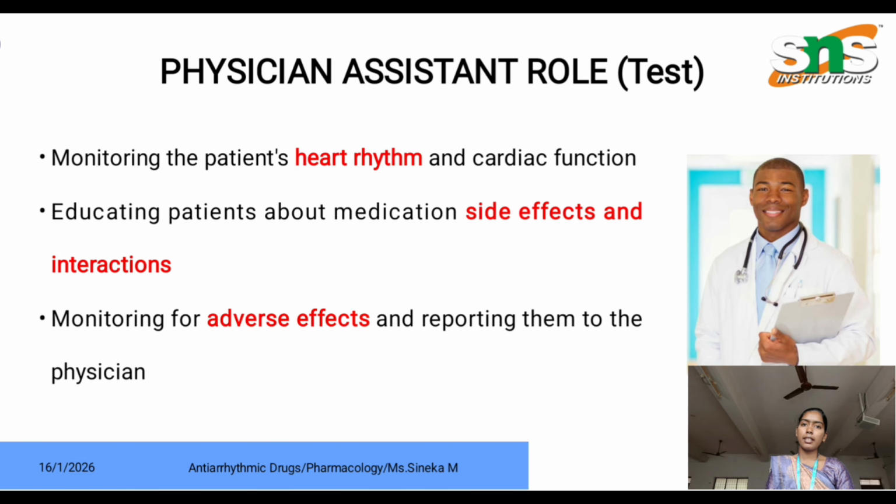In the physician assistant role, we should monitor the patient's heart rhythm and cardiac function while giving these drugs, educate the patient about medication side effects and interactions, and also monitor for adverse effects and report them to the physician.